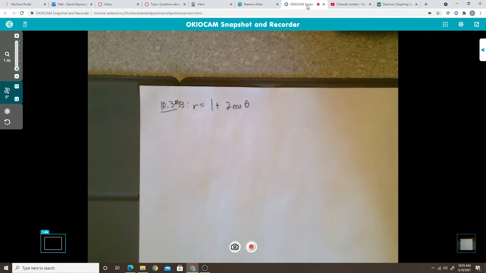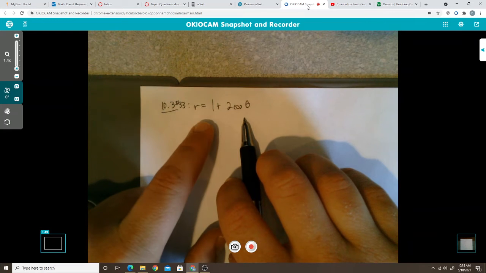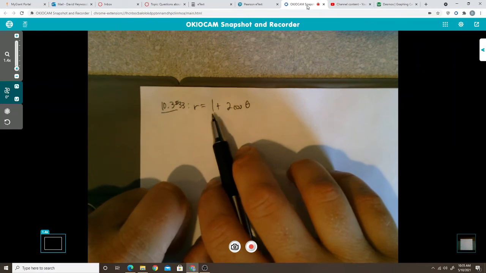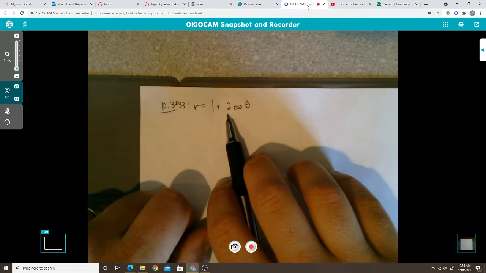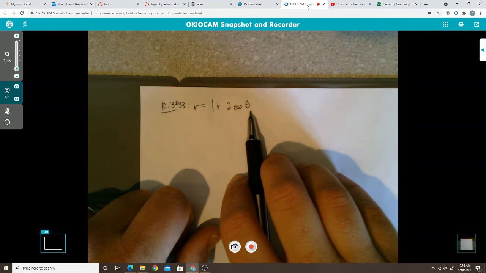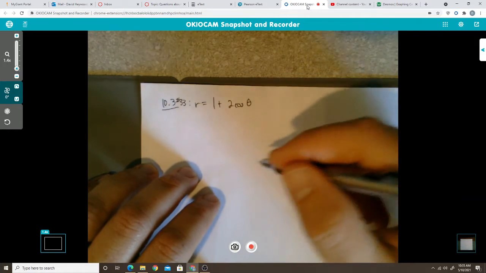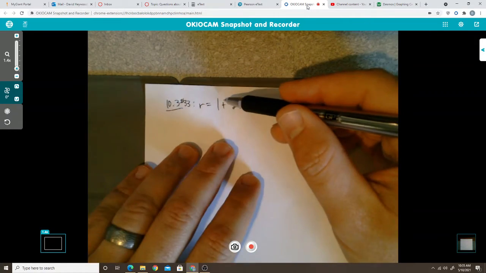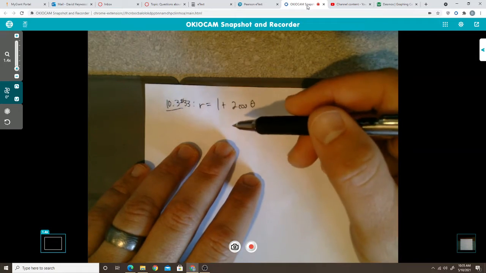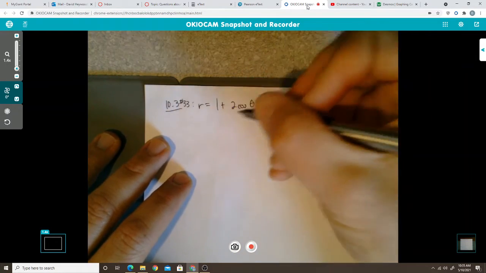Okay, so we've got r equals 1 plus 2 cosine theta. Just looking at it, I know that this is a limacon. I know that because this number is bigger than that one, it's going to have an inner loop. And since it's a cosine limacon, it's going to open either left or right. When I say open, I mean it's going to kind of bulge out either to the left or to the right. And since it's a plus, it's actually going to bulge out to the right. So I can get a pretty decent looking sketch of it.